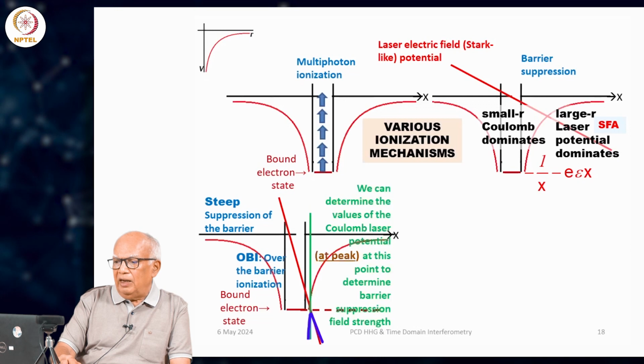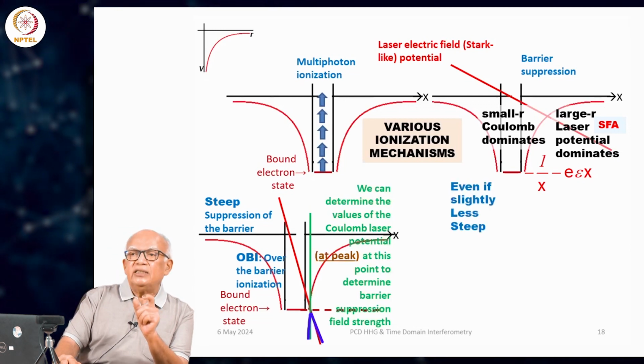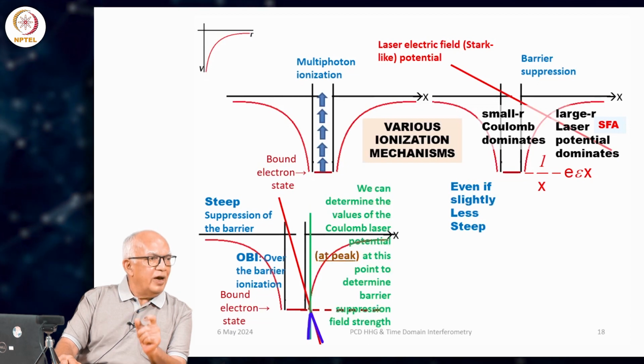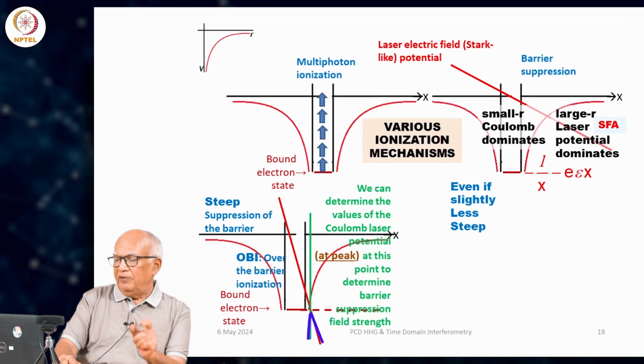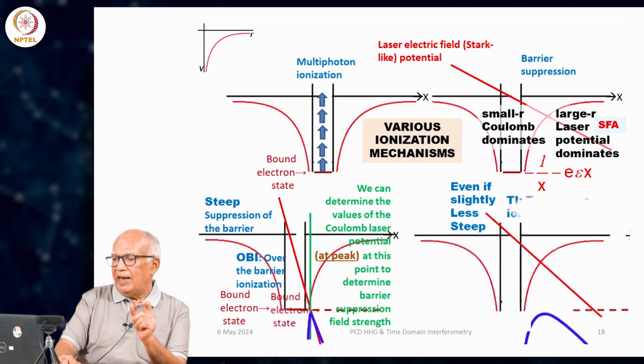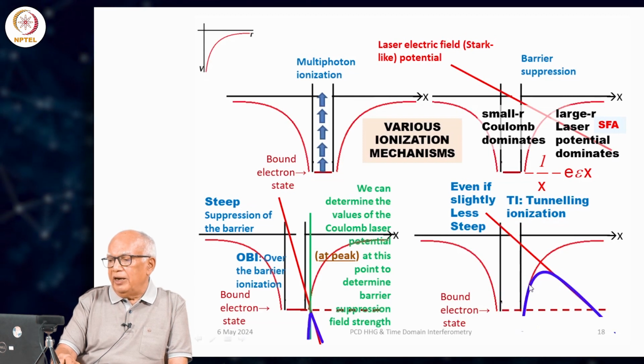let me show that in a picture. Even if it is slightly less steep than what is required for over the barrier ionization, if it is even slightly less than that, then you have this blue figure over here.